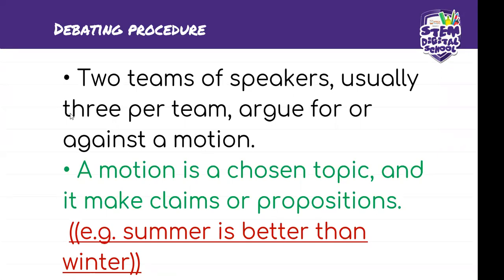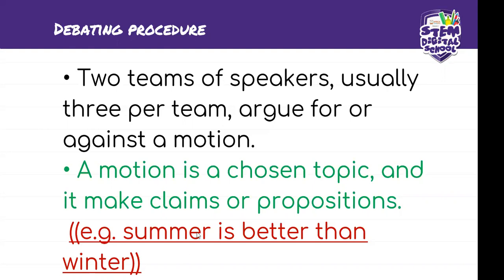So here is what I was saying. There are 2 teams of speakers. Team 1 has 3 speakers. Team 2 also has 3 speakers. The people in team 1 argue for the motion. So that means the people in team 1 agree with the topic. Whatever that topic says, the people in team 1 agree. Then the people in team 2 disagree, or they argue against the motion.